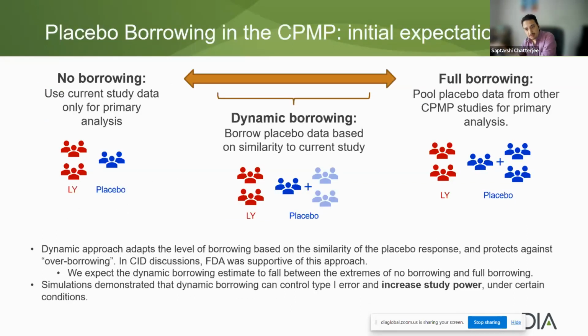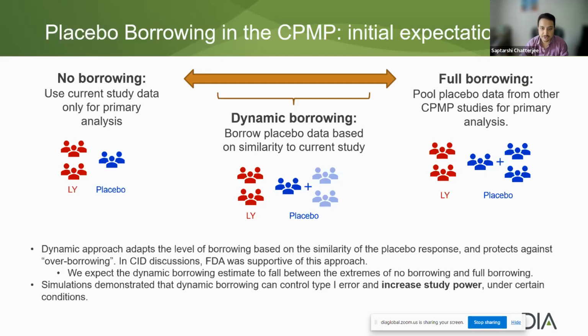Now, when we're talking about dynamic borrowing, what it actually is, I know there were previously quite a few lectures on this, so I'm going to be very brief. There are two extremes. One extreme is there is absolutely no borrowing, where the primary analysis is only going to rely on the current study data. And there is another extreme where the placebo data would be pooled from other ISAs for the primary analysis, so that we are literally treating the other or historical ISAs as if they are coming from the same study. There's no differentiation at all.